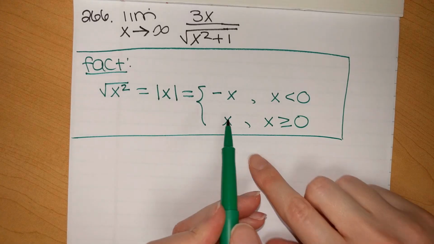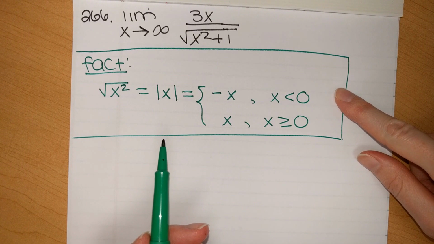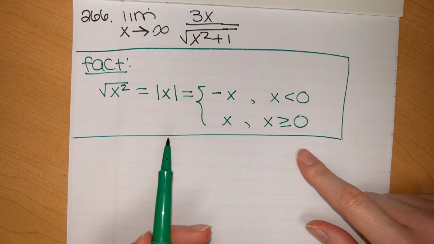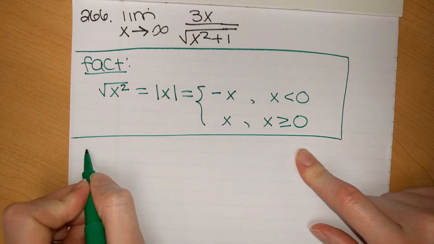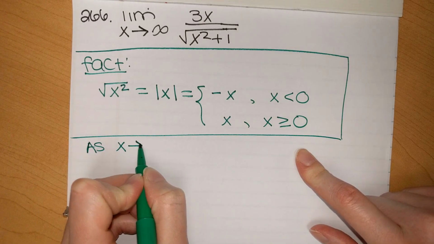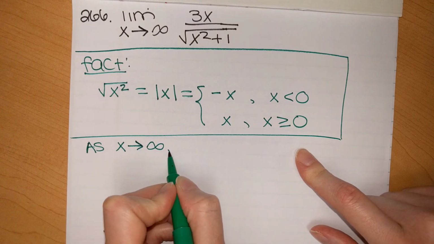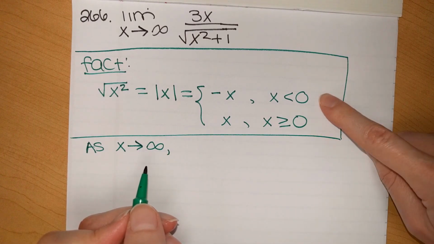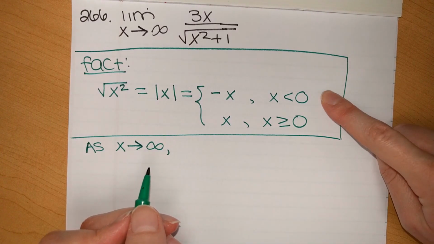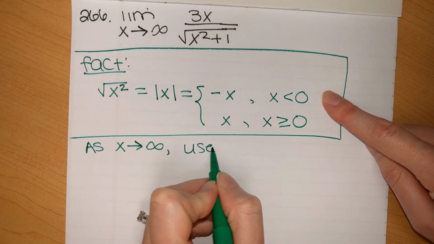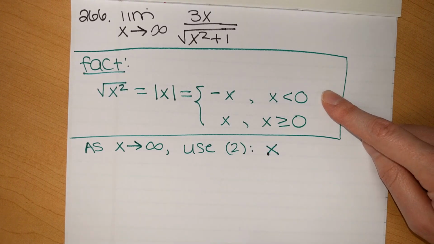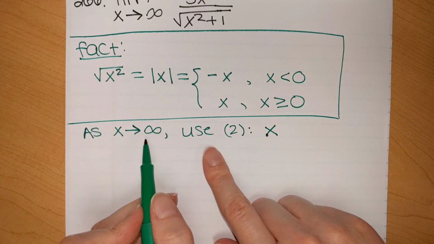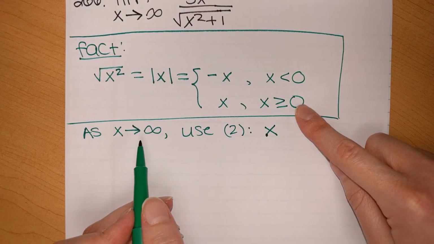Piecewise, it's defined as negative x if x is less than 0, and positive x if x is greater than or equal to 0. Now, in this case, we are going towards positive infinity. So because we're going towards positive infinity, we're not going to be interested when x is less than 0. We are going to use piece 2, which is going to be x. Because our x is going towards positive infinity, we have x greater than or equal to 0.